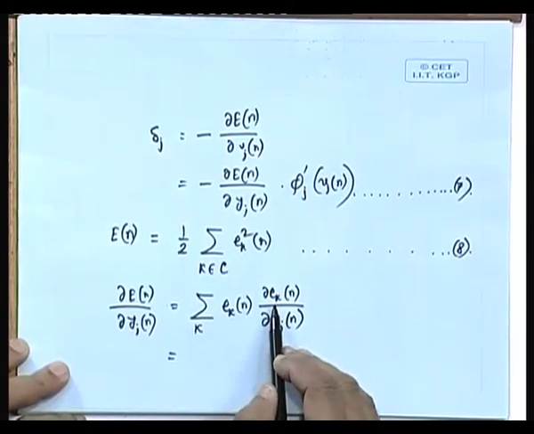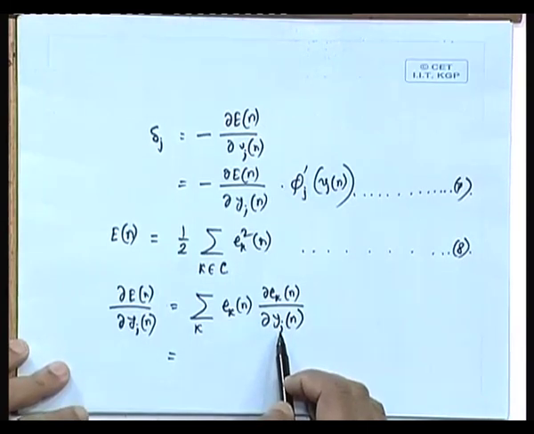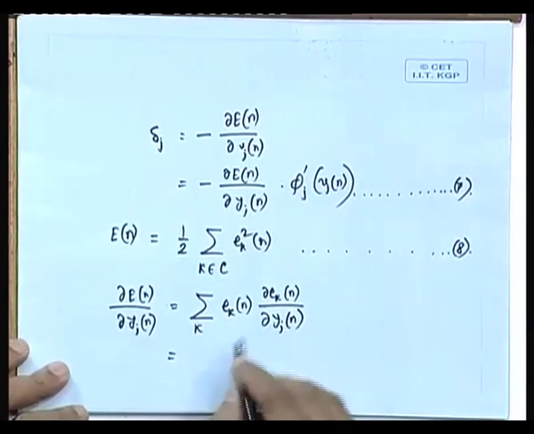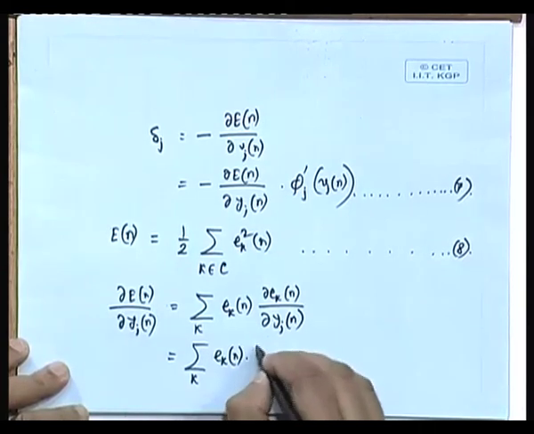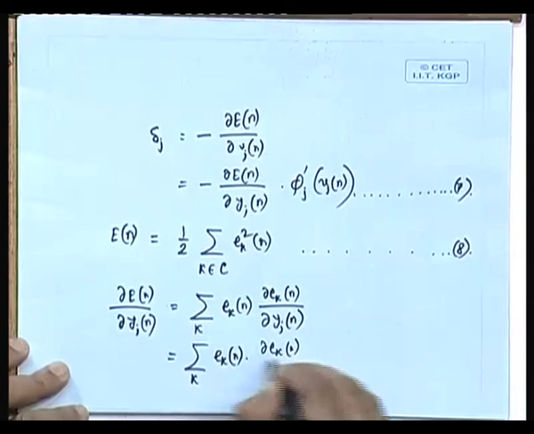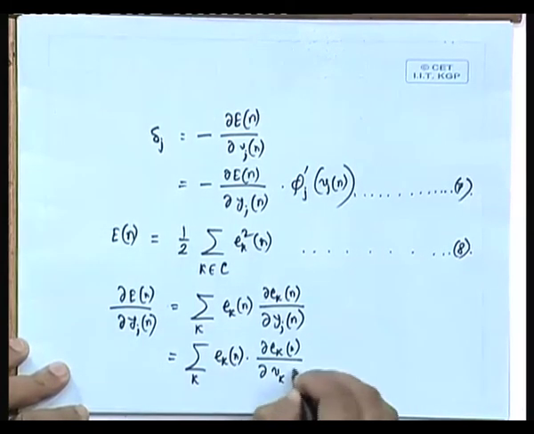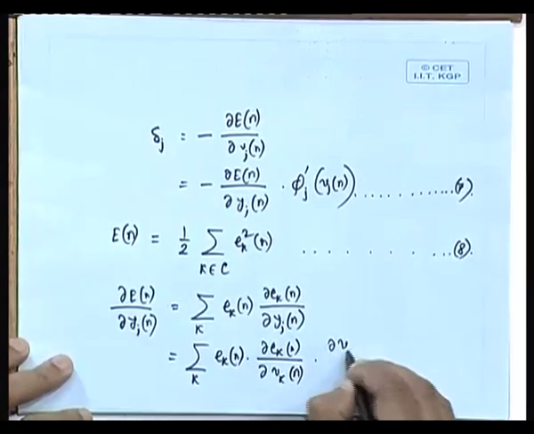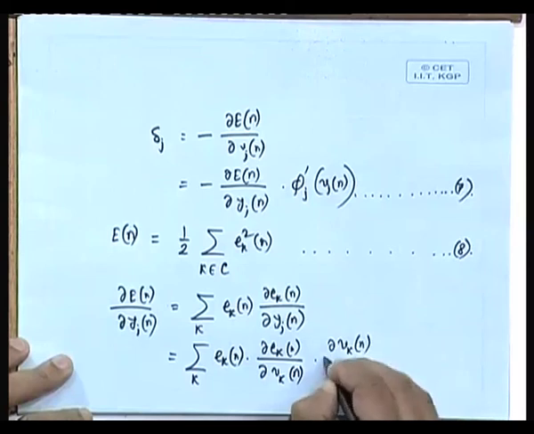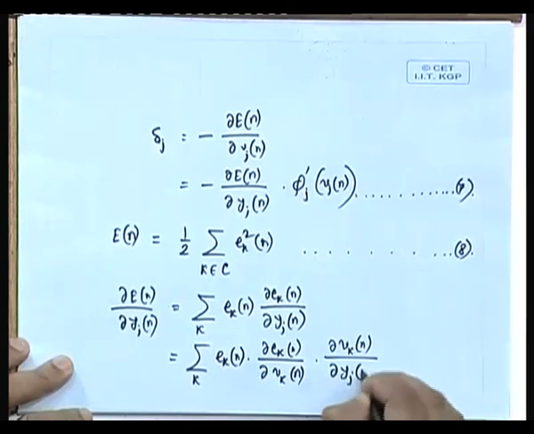Now dou Ek by dou Yj is still not very easy, because K belongs to the output and J belongs to the hidden layer. So we have to do some further mathematical manipulation. Let us carry on. We can express it as summation of Ek of n times dou Ek with respect to dou Vk. This we can calculate, isn't it? Because everything pertains to K only, and then what remains is dou Vk of n by dou Yj of n. Should it be easy or difficult?